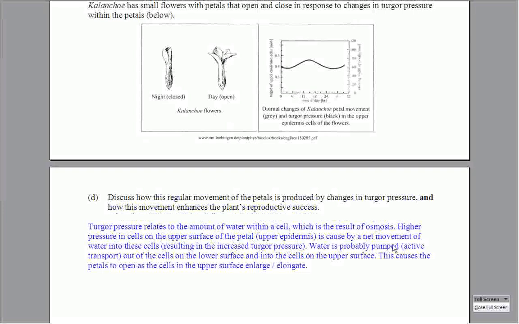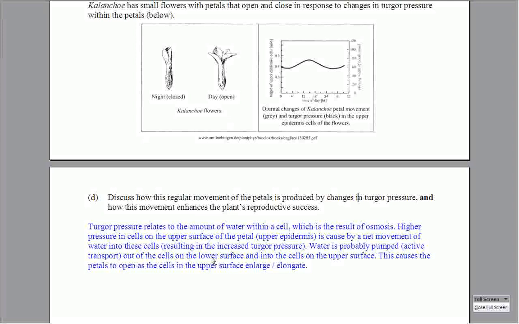Water is probably pumped, active transport, out of the cells on the lower surface and into the cells on the upper surface. This causes the petals to open and the cells on the upper surface to enlarge or elongate. Now some of you are going to be sitting there thinking, what the, and you'll be thinking, did we really cover this? Well, it is an excellent question, and it's linking two ideas together here.